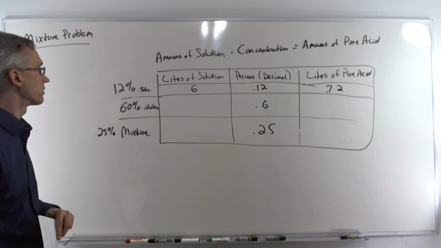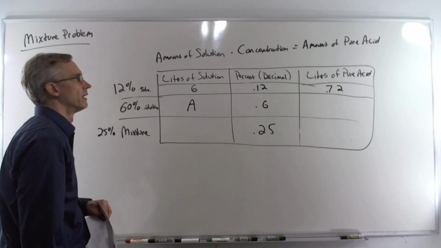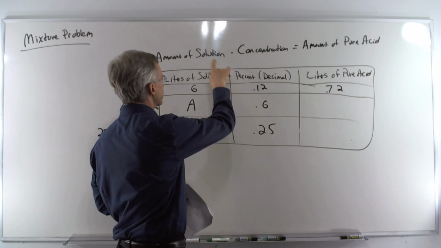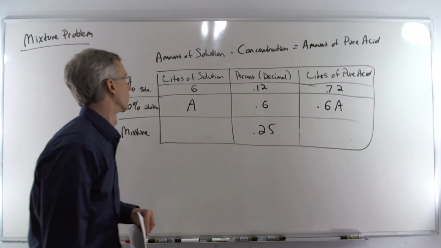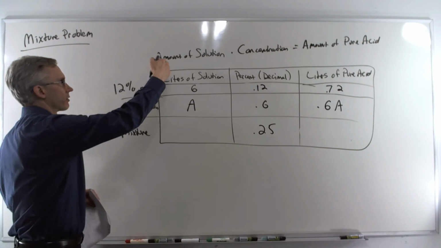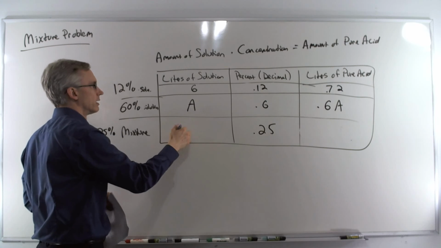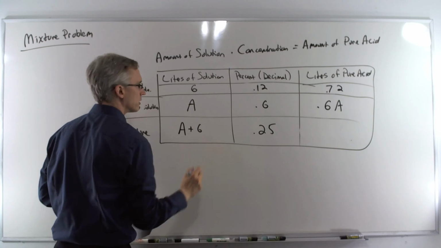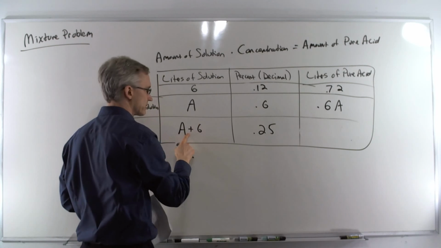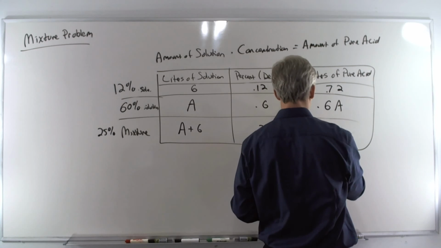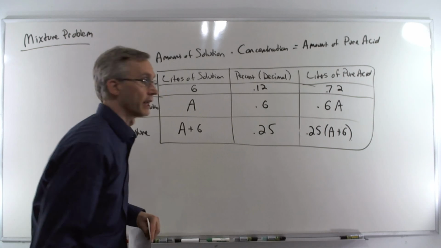All right, now we do not know how many liters of the 60% solution we need, so we'll call that A. Then multiplying across, A times 0.6, using our equation, we get 0.6A here. All right, now, a reminder, when we go down, we're adding, because we're combining these two to get our mixture. So that's A plus 6 here. And now we can multiply straight across again using the equation. So A plus 6 times 0.25. And now our table is complete.